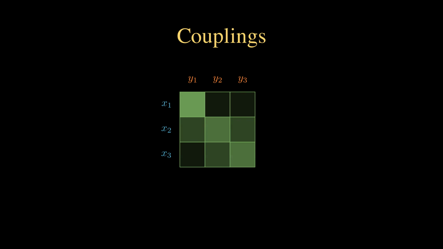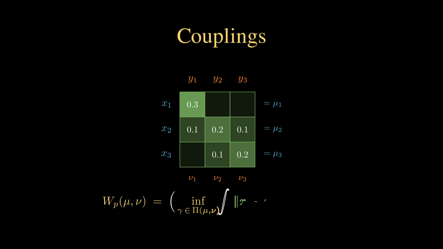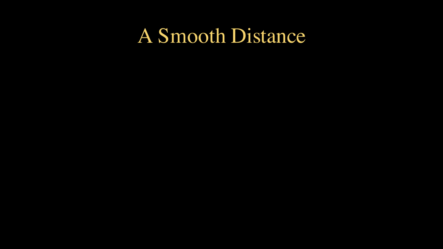How do we describe a plan formally? With a coupling. A coupling gamma is a joint distribution whose rows sum to mu, the source masses, and whose columns sum to nu, the target masses. Every valid plan is one such matrix. Wasserstein takes the infimum over every coupling of the average transport cost, and the p just controls how harshly long moves get penalized.